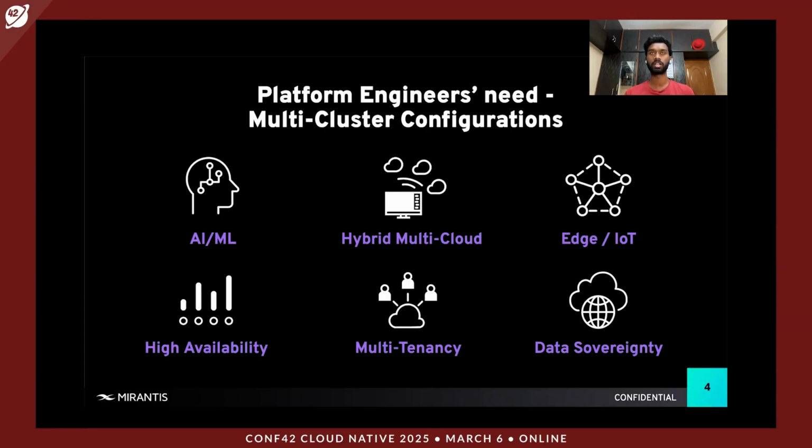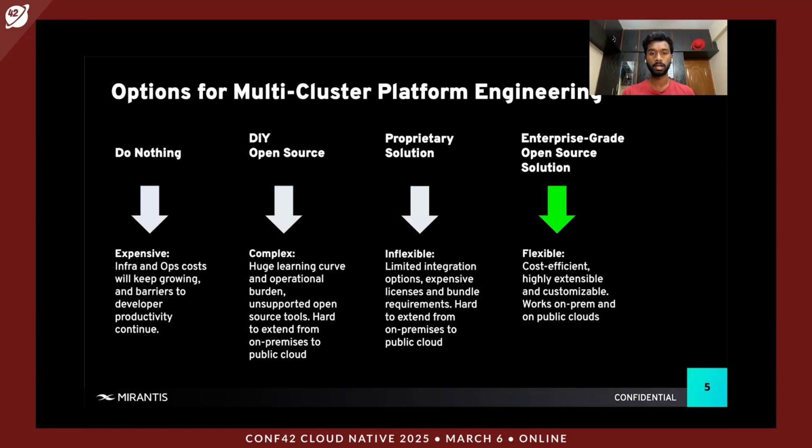So given all these challenges, there's a growing need for multi-cluster configurations. So for a platform engineer, you need multi-cluster configurations for multiple things, such as control plane and worker nodes or multi-tenancy, edge devices, IoT, and so on. Now, when you look at the market and see what options are available for me to accomplish this, if you don't do anything, that's always an option, right? So if you don't do anything, your infrastructure cost grows, and before you realize it, you're paying huge cloud bills.